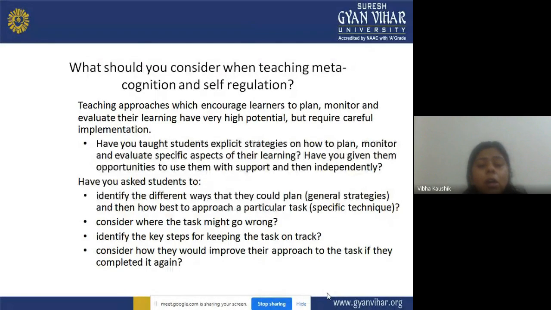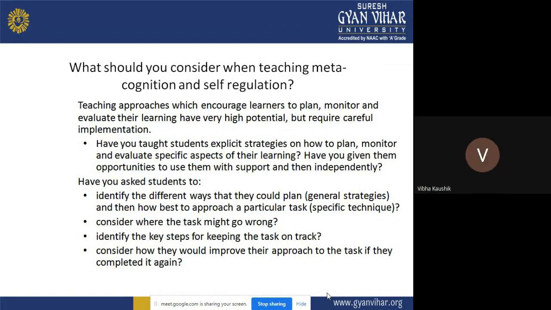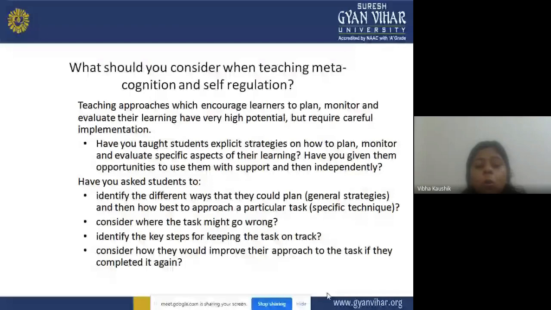Have you asked students to identify the different ways that they could plan, meaning the different ways they can approach planning something, and then how best to approach a particular task, or the best approach that can be used by the students to perform a particular task? Specifically, the task might go wrong, and consider that the task has gone in the wrong direction.